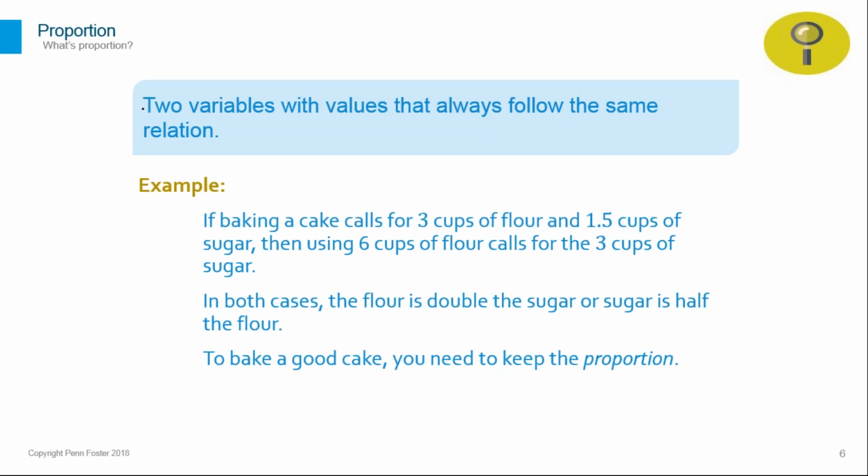So in both cases, whether you're using the 3 cups of flour or 6 cups of flour, the flour is always double the amount of sugar. This is the relation. No matter how big the cake is that you're planning to bake, the amount of flour should be double the amount of sugar. Or if you want to look at it another way, the amount of sugar is always half the amount of flour.